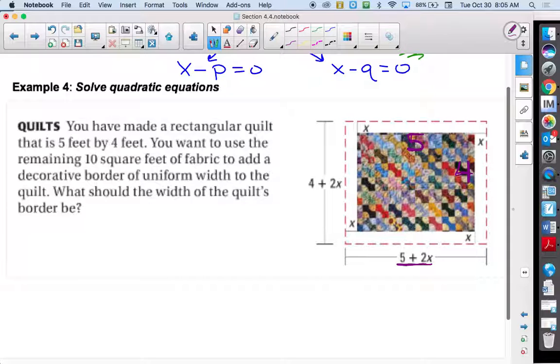So it says, what should the width of the quilt's border be? So we're focusing on the border. In a sense, remember the picture frame problem yesterday. We want to know how wide can this border be with the 10 square feet of fabric that we have. So what's the total amount of fabric we have to use? That's how we would start our equation. Well, that's 10 square feet. That's what it has to be equal to, because that's the extra piece that we need to use to place it around the quilt.